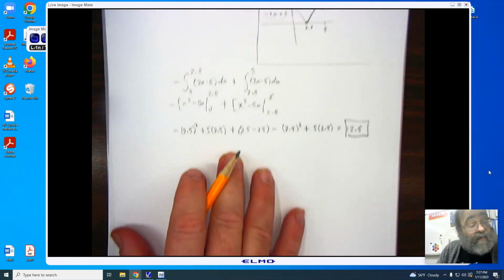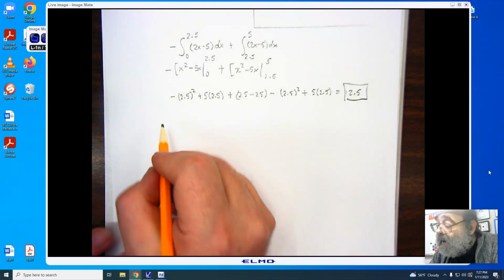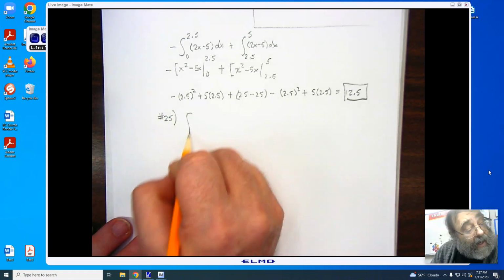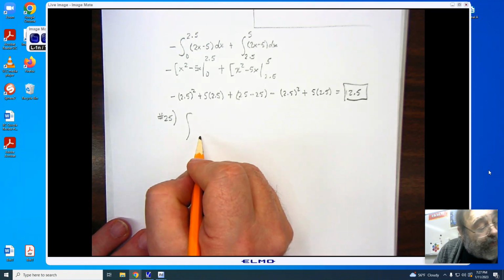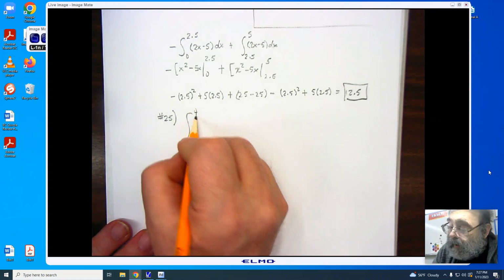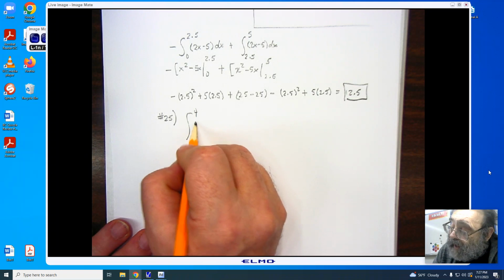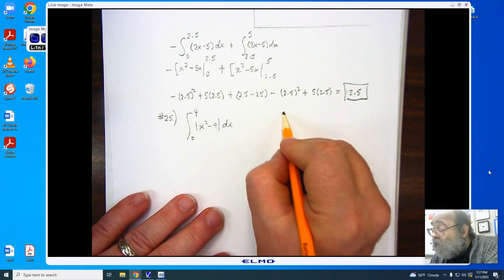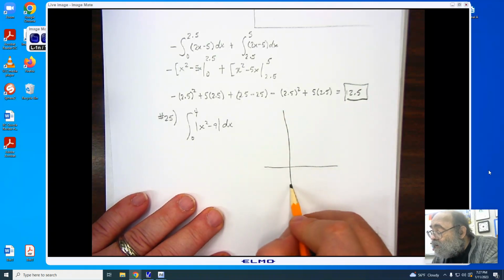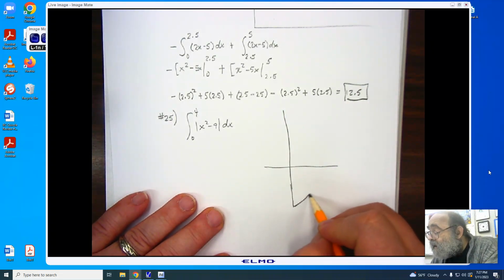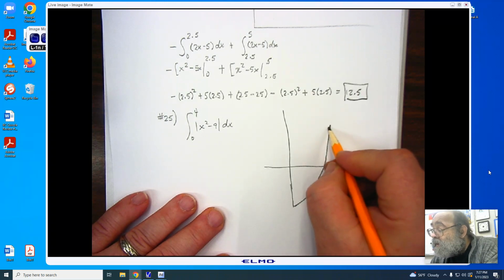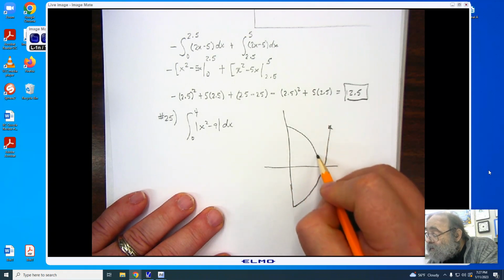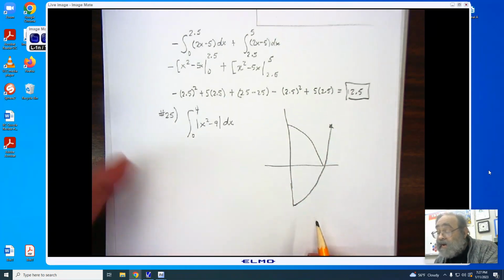Let's take a look at number 25, please. Number 25 is also an absolute value problem. And this problem is the integration from 0 to 4 of the absolute value of x squared minus 9. Now, this graph, if we were to graph it, the portion that's down below on this quadratic, because it's going to go like this, this portion down here flips. That's what the negative does when I do this.